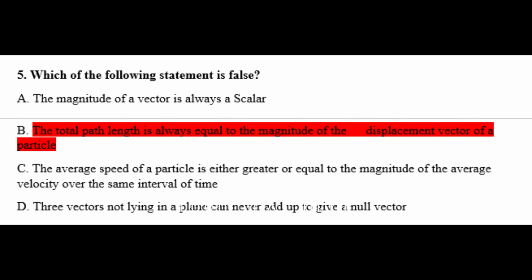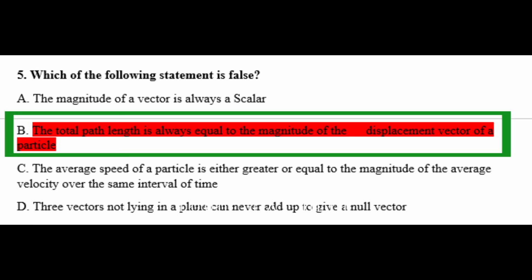Number 5. Which of the following statement is false? A. The magnitude of a vector is always a scalar. B. The total path length is always equal to the magnitude of the displacement vector of a particle. C. The average speed of a particle is either greater or equal to the magnitude of the average velocity over the same interval of time. D. 3 vectors not lying in a plane can never add up to give a null vector. The correct answer is B. The total path length is always equal to the magnitude of the displacement vector of a particle.